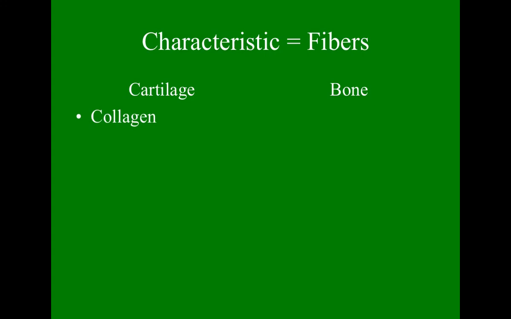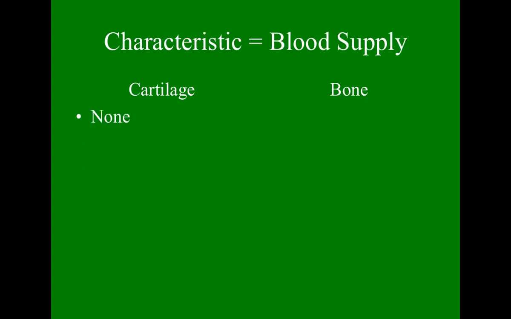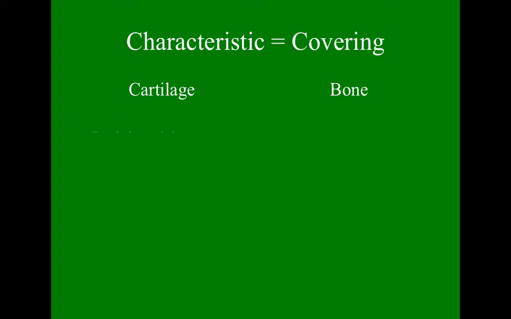For the fibers, cartilage has all three types of fibers present, whereas bone has mostly collagen fibers. With the blood supply, cartilage actually has absolutely no blood supply within it at all. Everything for cartilage has to diffuse all the way through the matrix to get to the cells. Bone, however, has a very extensive blood supply, and so its supply of nutrients and removal of waste takes place much, much easier. The covering of cartilage is called the perichondrium, and the covering of bone is called the periosteum.